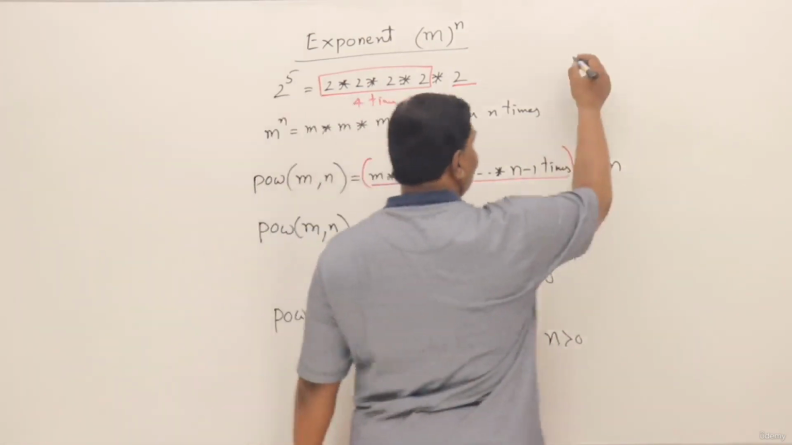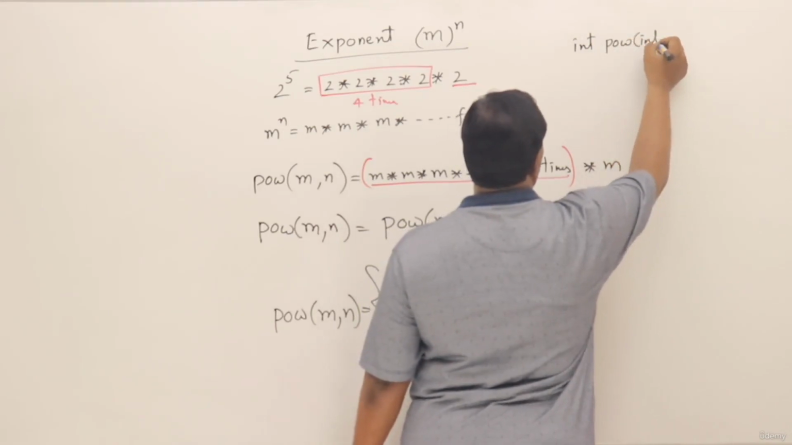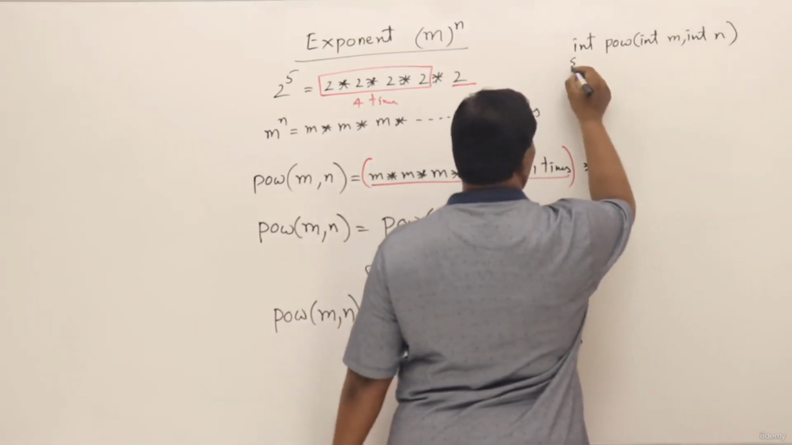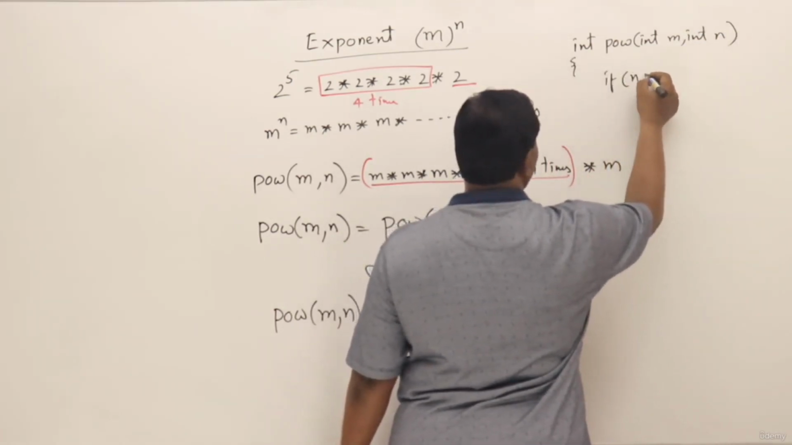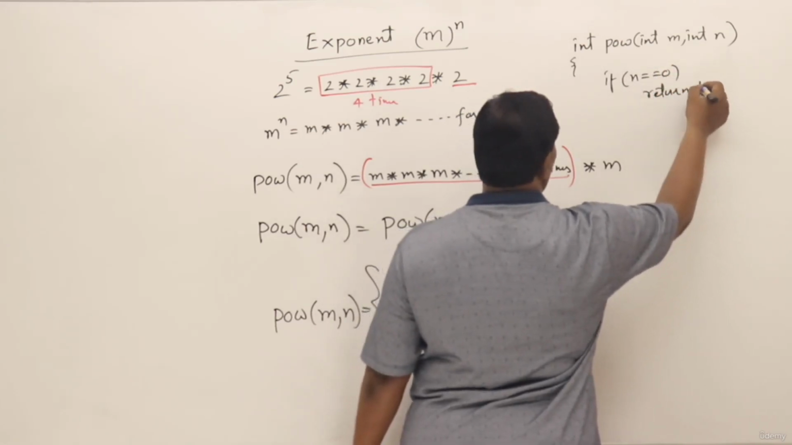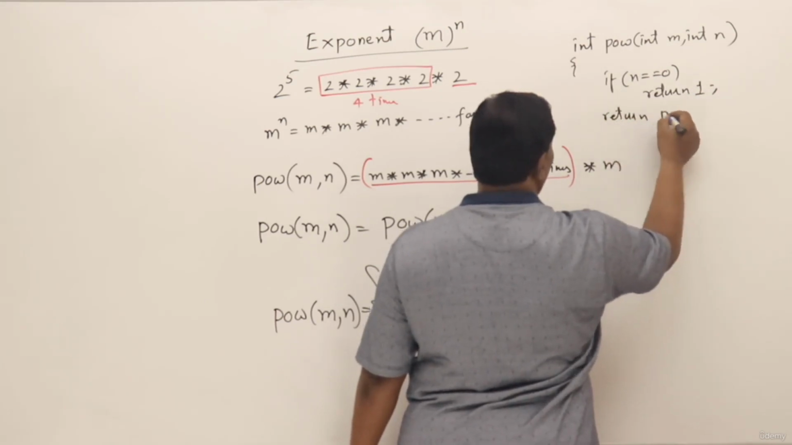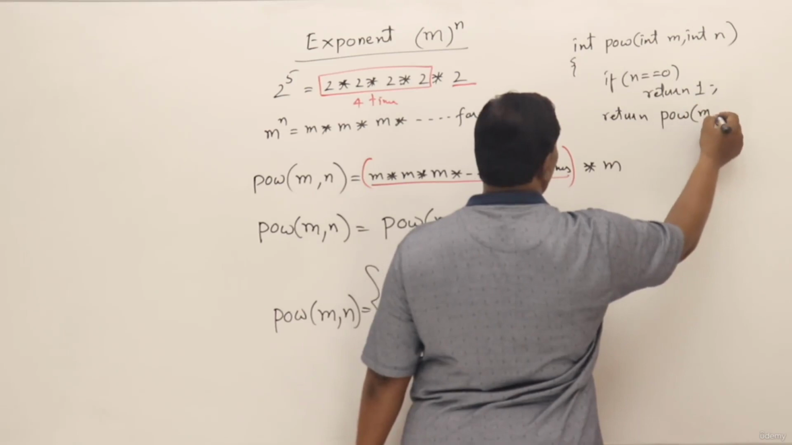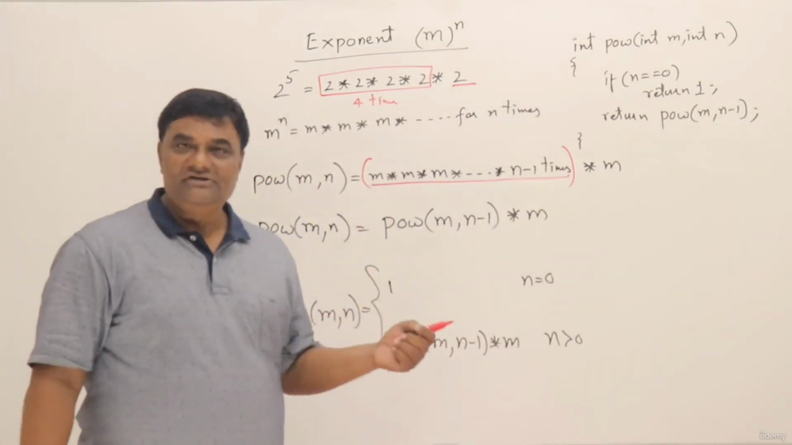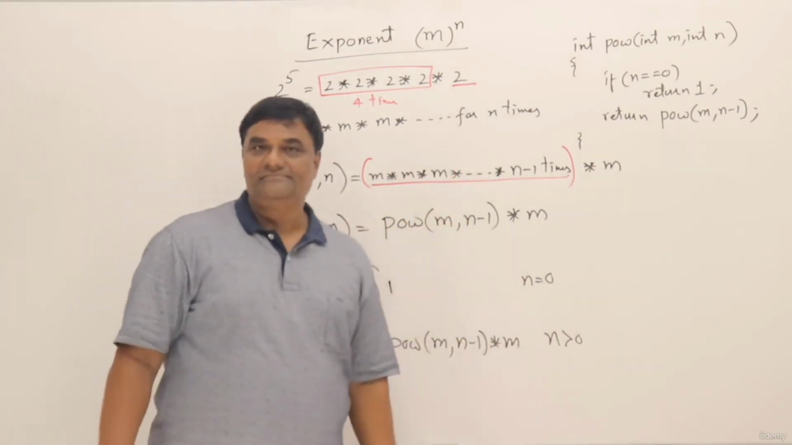So let me write a function here. int power(int m, int n). If n is equal to 0, return 1. Otherwise, return power of m comma n minus 1, multiplied by m. So that's all. It is just a 2-3 line function. It's a simple function, converted into a recursive function.